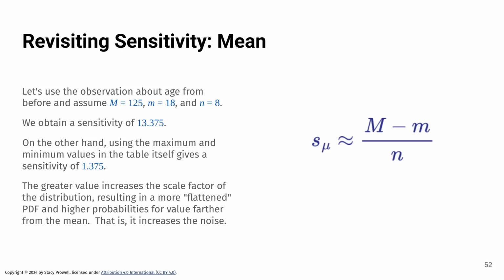So we're getting sensitivity values all over the map here. And the point I'm trying to make is that sensitivity is at least a little arbitrary. You need to do a little bit of study of your data to decide where you want the sensitivity to be. What's the impact of it? The greater the value of the sensitivity, the higher the parameter to the Laplace mechanism, the larger that scale factor is, and the more flattened out the curve becomes, and the more noise you add. So for the 13.375, we would add a lot more noise. And that makes sense, right? The range is 125 to 18. If we just use what's in the table, it's much smaller, because the ages in the table are, I think, one in the 30s and the rest are 40s. That's going to be smaller. With 1.375, we're going to add less noise because of that.